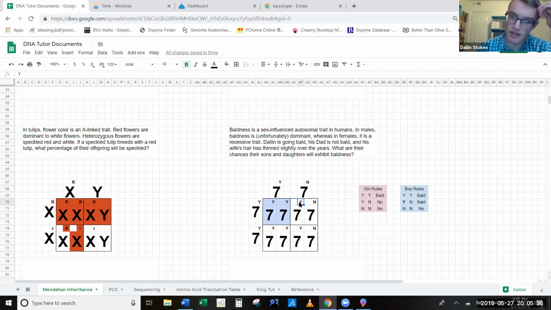Over here, this boy has a yes bald and a no bald. So now there's a choice. We have to go look at testosterone's preferences over here. A yes, no results in a bald because testosterone always picks the yes. So this one will be bald because that yes, thanks to testosterone, trumps that no.